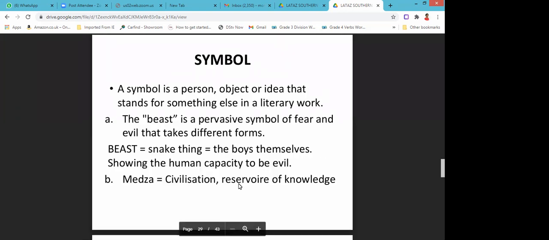Let us look at the next technique, which is the symbol. What is a symbol? A symbol can be a person, an object, or idea that stands for something else in a literary work. So, for example, from Lord of the Flies, we have the beast. This is a pervasive symbol of fear and evil that takes different forms.